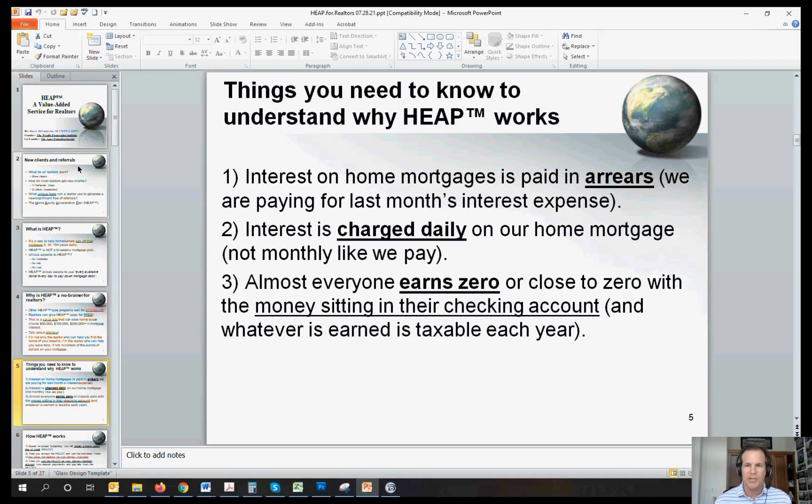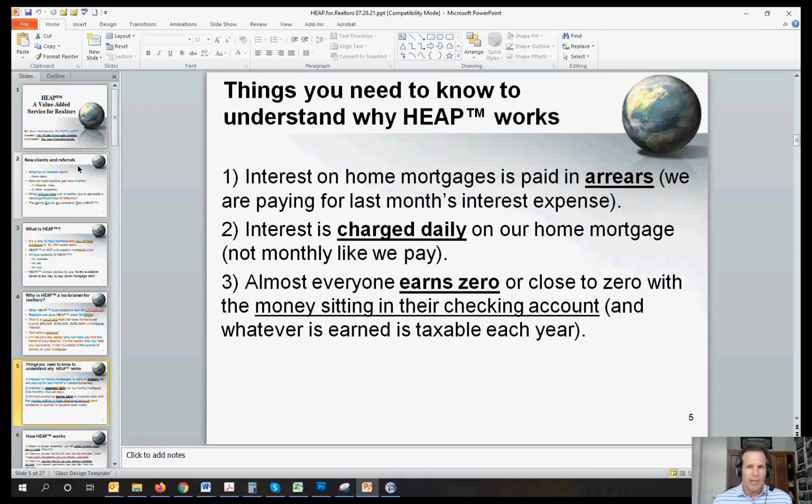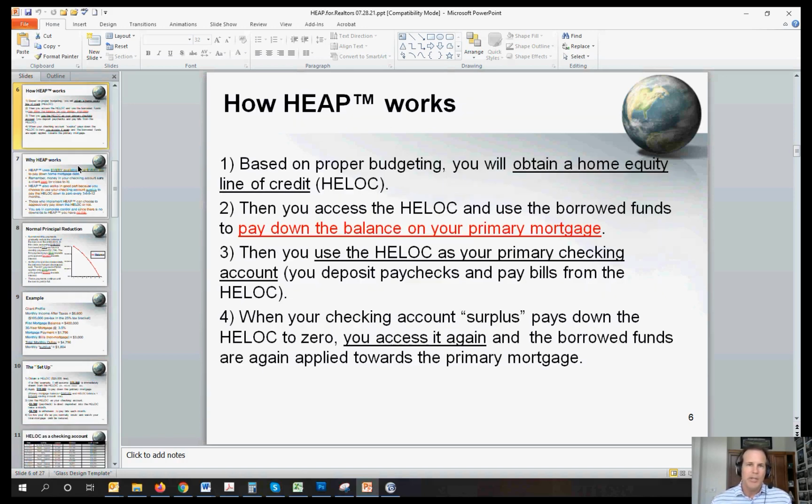So we have this money sitting in our checking account, and it's not earning us anything. And is there a better way to use that money? So that's what HEAP is about. So going to the next slide. So how does HEAP work?